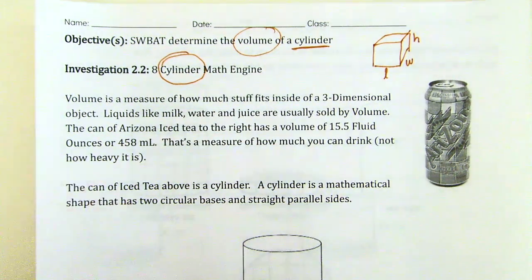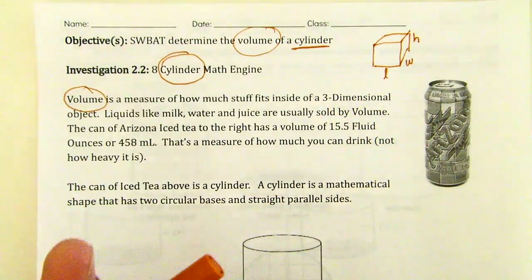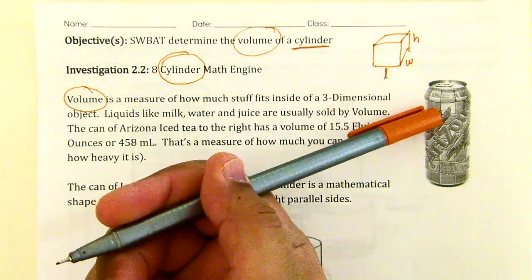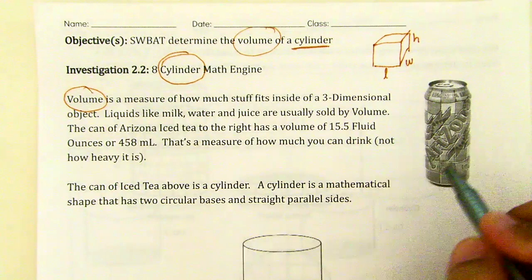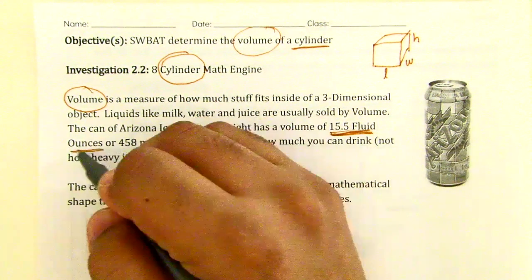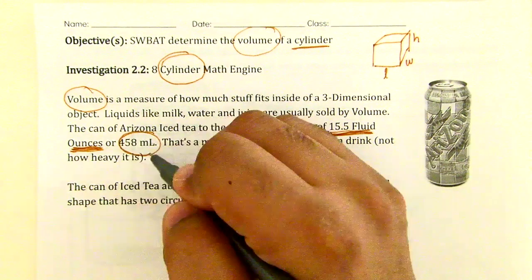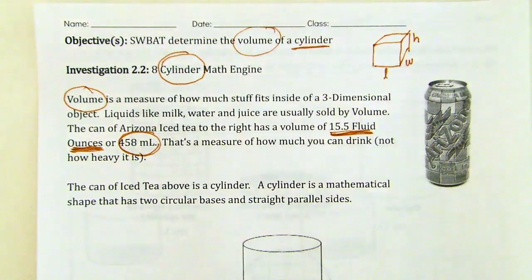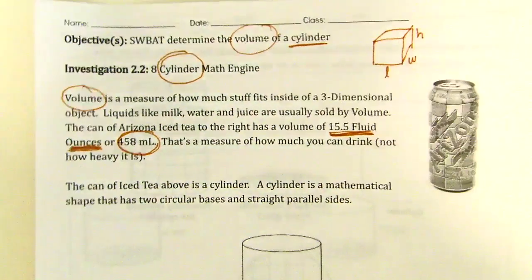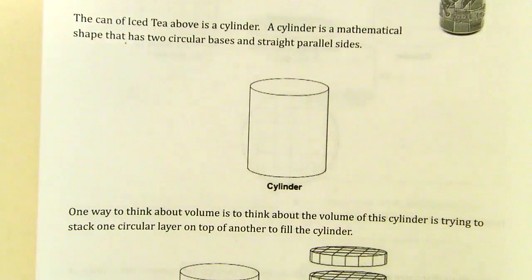Now, just remember, volume is basically just a measure of how much stuff fits inside of a thing. So when we're talking about a can, for example, that has a volume, the volume of this specific beverage is actually listed as 15.5 fluid ounces. That's the American measurement, or the rest of the world uses the metric system, 458 milliliters. So that tells you how much liquid fits inside that. It's not how heavy it is, right? So again, that can of iced tea is pretty much a cylinder. It's not exactly a cylinder, but for the purpose of today, let's assume that it's a perfect cylinder, right?